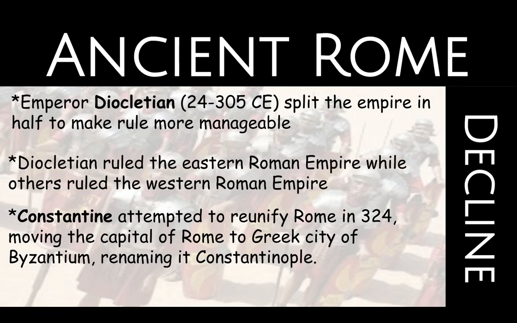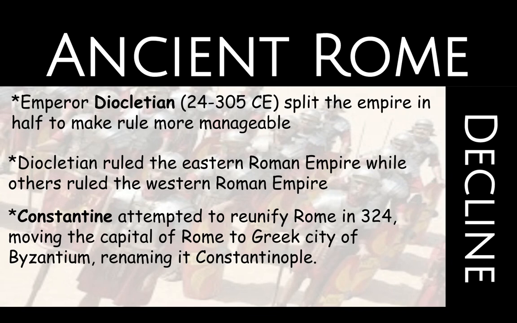So Diocletian is going to choose to rule from the eastern part of the Roman Empire, while other emperors will rule the western half. Now, I know what you're thinking because I'm psychic. You're thinking, why would he pick the eastern half of the empire to rule? Well, it was actually quite brilliant on his part. Why rule the east? For a lot of reasons.